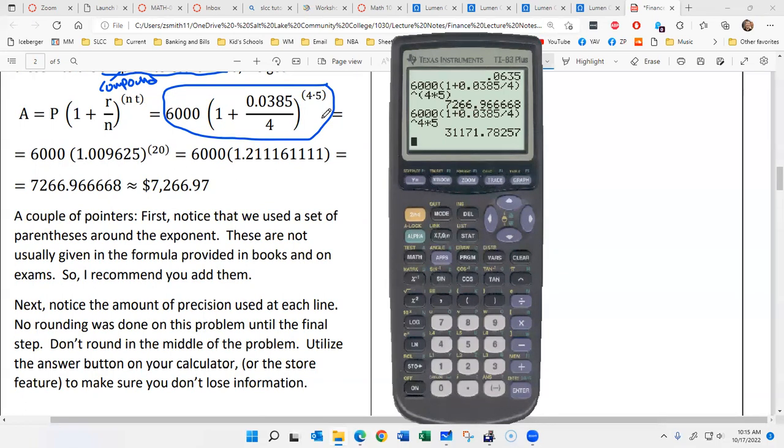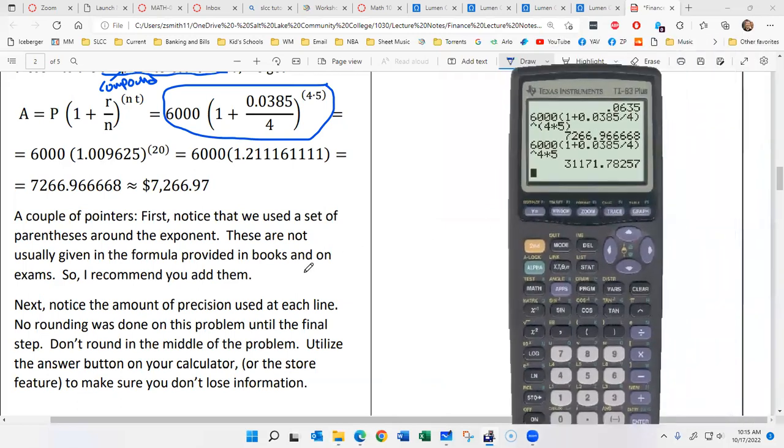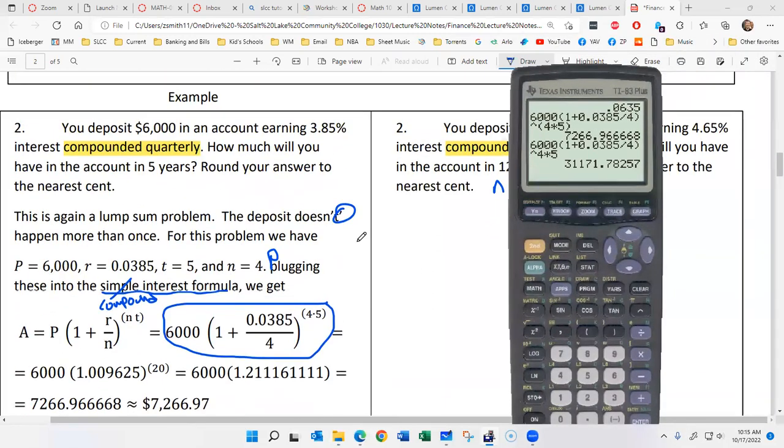And it's easy to do if you type the whole thing into your calculator at once. I think the calculator is probably what makes this homework set the hardest.